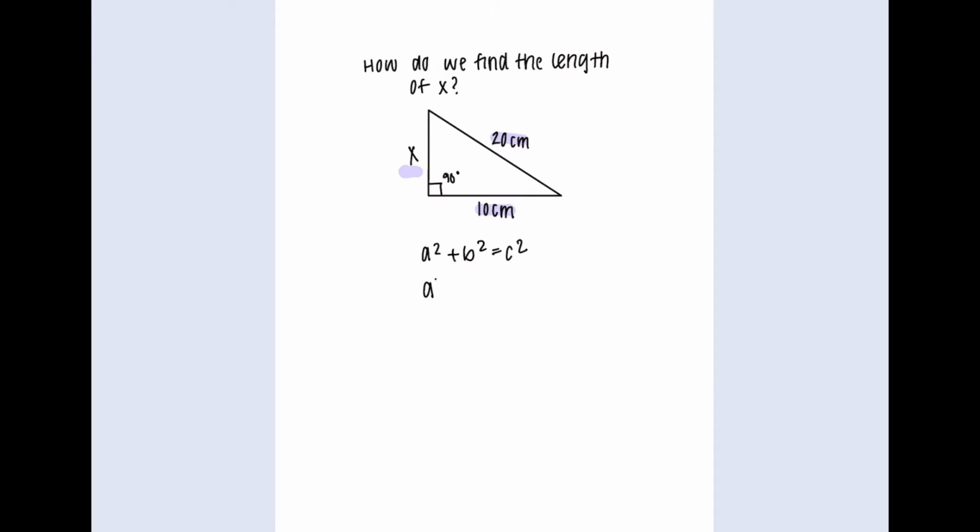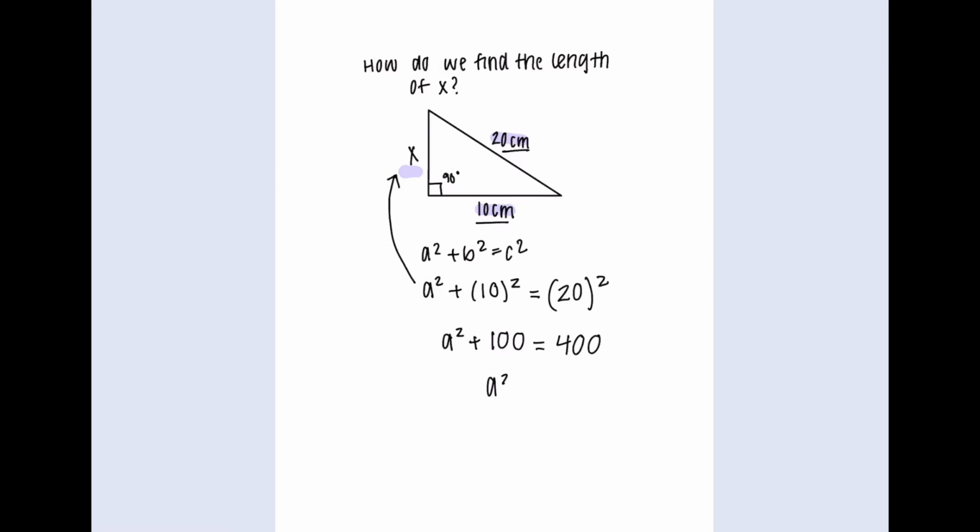A squared, I'm going to leave it as just a squared. That's going to be our x. B squared, I'm going to put as 10, because remember, b and a are just some sides of the triangle that aren't the hypotenuse. So I'm going to put 10, and that's going to be squared. C is going to be the hypotenuse, which is 20, so you're going to put 20, and that's also going to be squared. Now we can simplify everything. A squared has to stay the same, but 10 squared is just going to be 100, and 20 squared is going to be 400. So now we have to solve for a, or in this case, x.